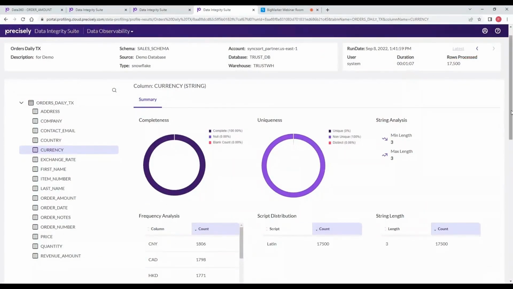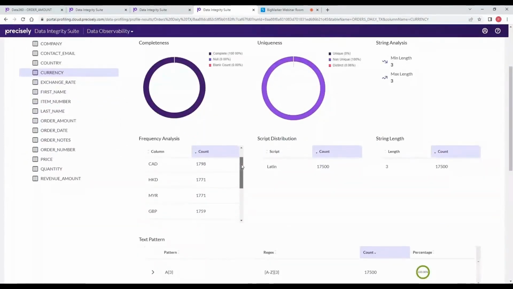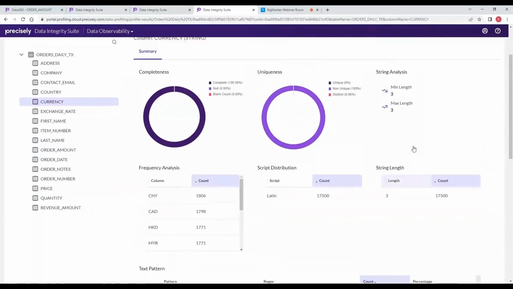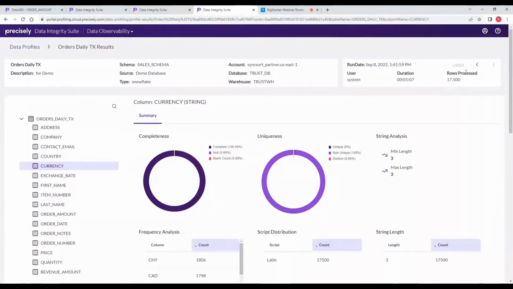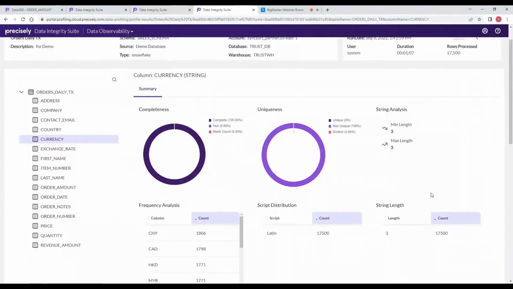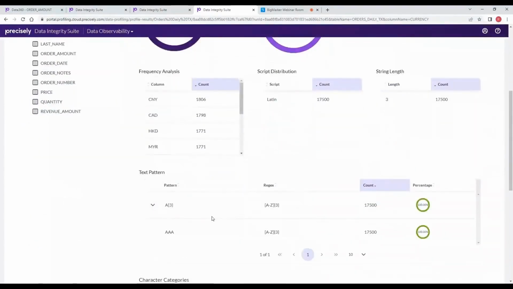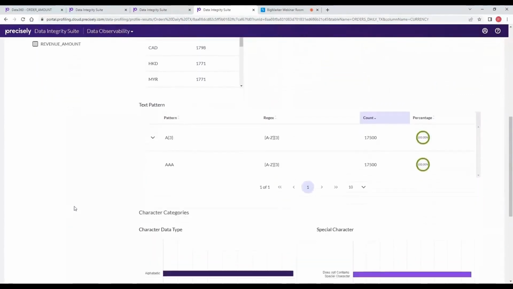So although I have all the things which I can see on the table level, I can also see them on an individual column level. Things like script distribution, string length, the frequency analysis, the pattern analysis. If I scroll down, we can see the different patterns that the data is coming in. We can see the different character categories.